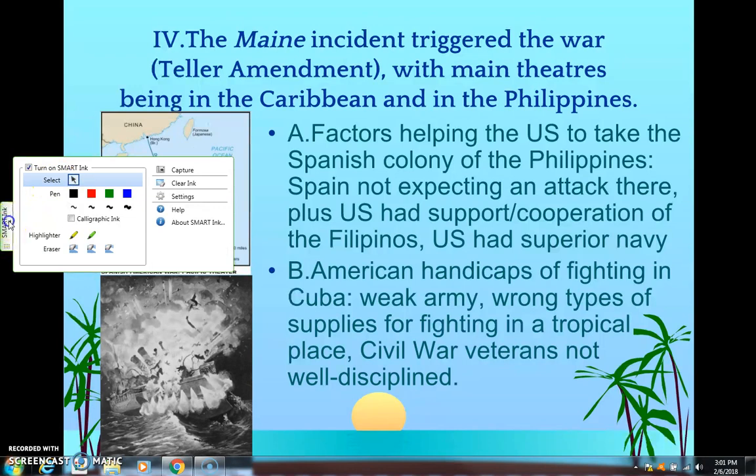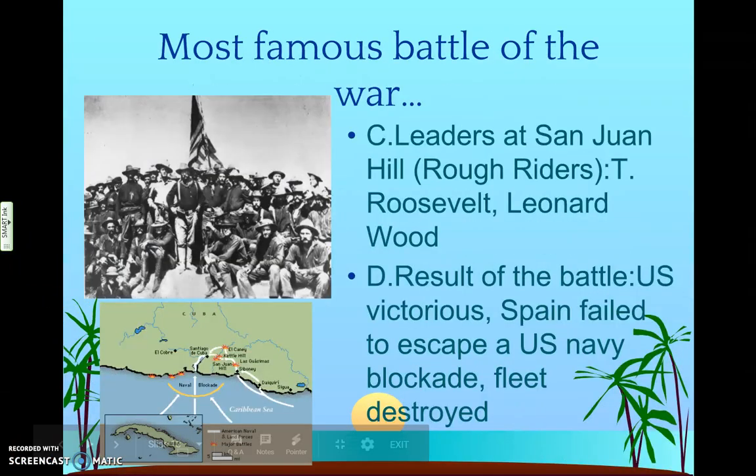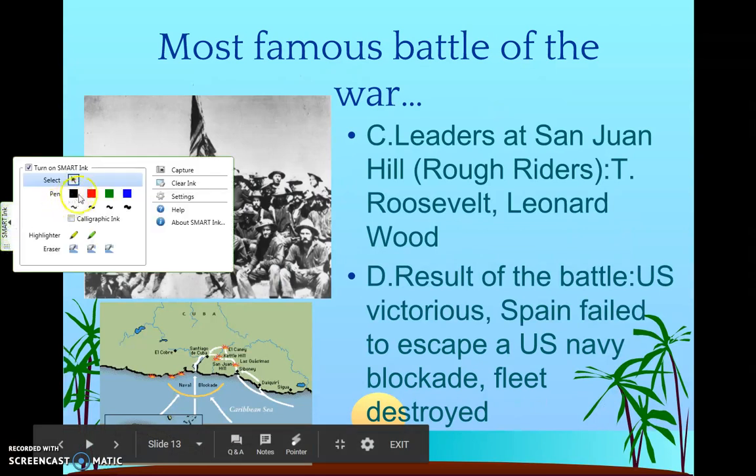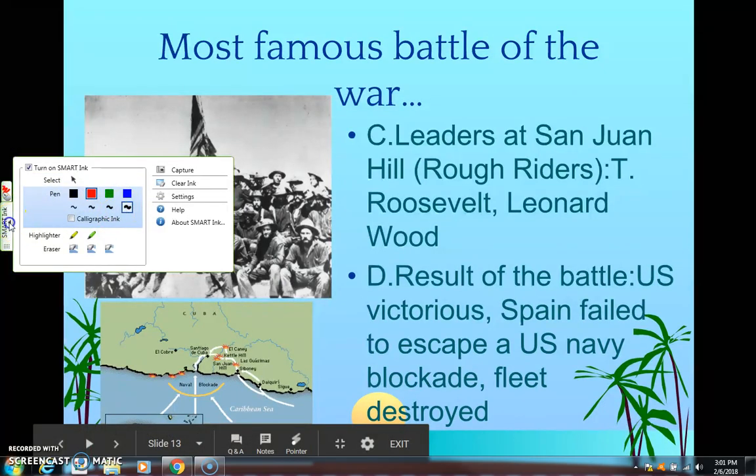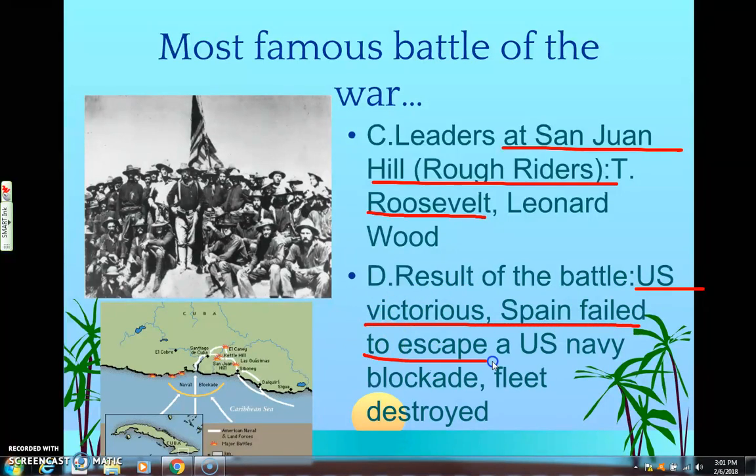The last thing to finish up here is going to be the famous battle of the war. I would argue really the only significant battle of the war is the Battle of San Juan Hill, or the charge up San Juan Hill, led by Teddy Roosevelt and his Rough Riders. The result of the battle is that the United States wins, and Spain fails to escape a naval blockade. Their fleet is destroyed, and they have to surrender.